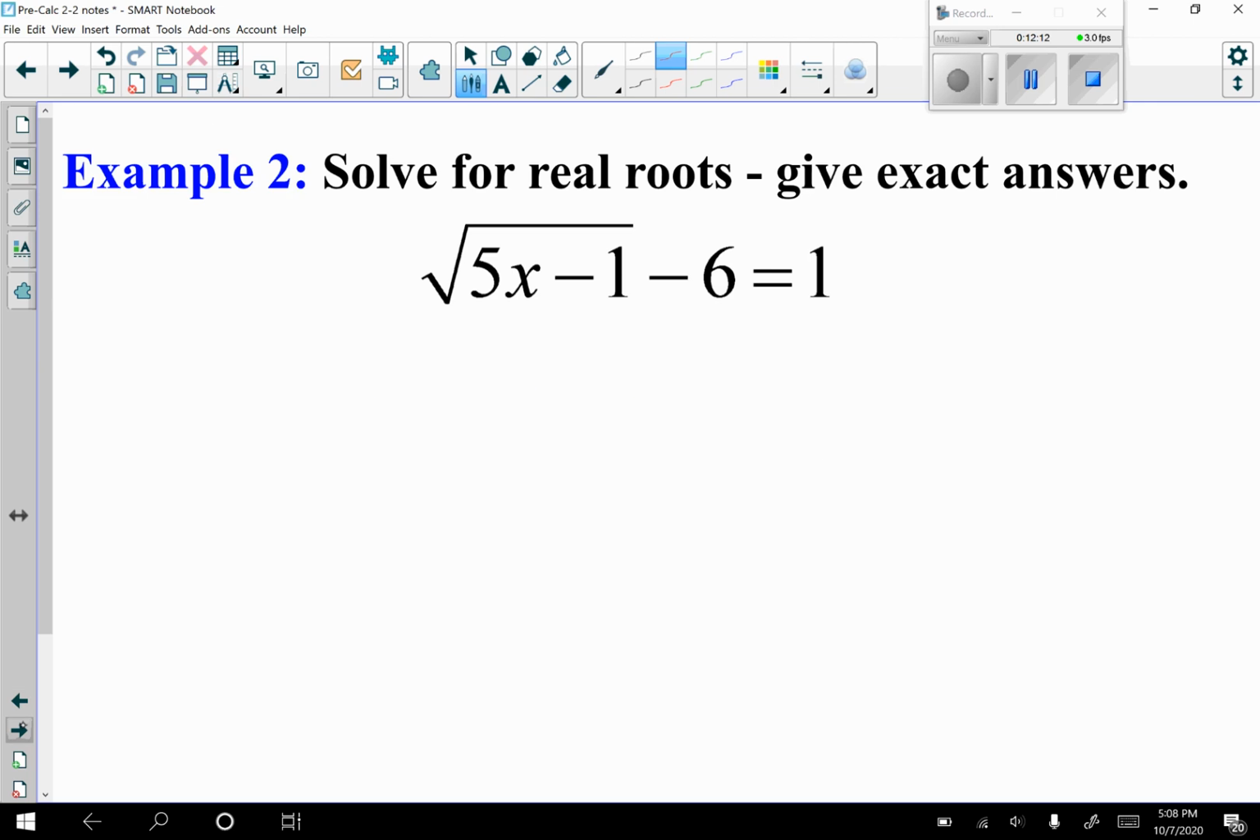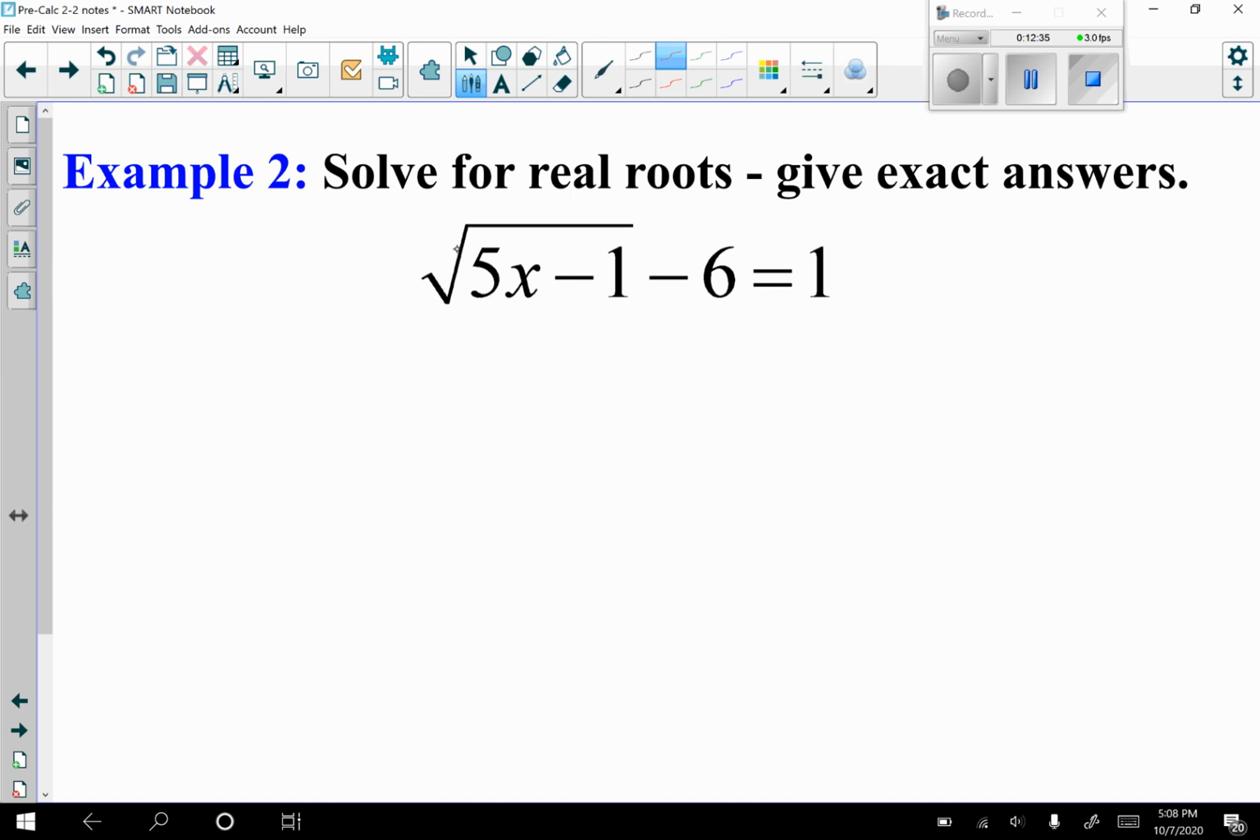Let's see another one. We're going to do some radical equations here. So the square root of 5x minus 1, minus 6 equals 1. Okay. Well, if we think through this, we know how to get rid of any term, use its inverse, like minus, we'll do a plus. Okay. Oh, what's the inverse of square root? We're going to square this sometime. Don't do it right away.